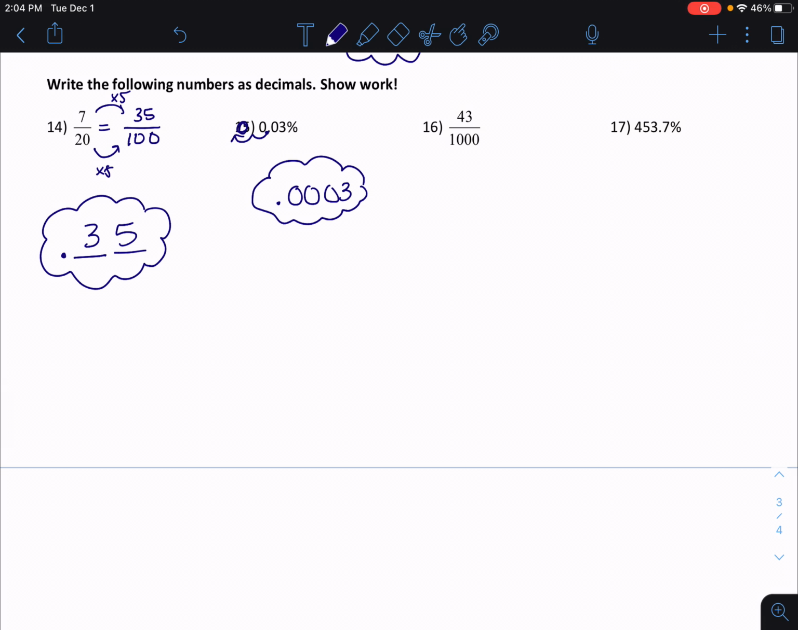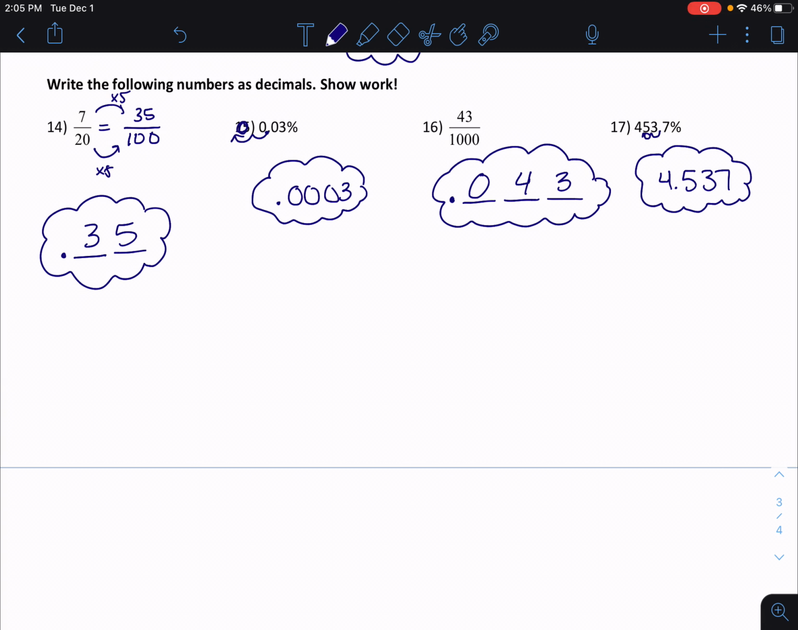For 43 over 1,000, that's going to be 3 decimal places. So 1, 2, 3. And then my decimal needs to end with that 43. So 43, and I'm going to put a 0 in the blank space. And then from a percent to a decimal, I'm going to move the decimal 2 places to the left. So 4.537.